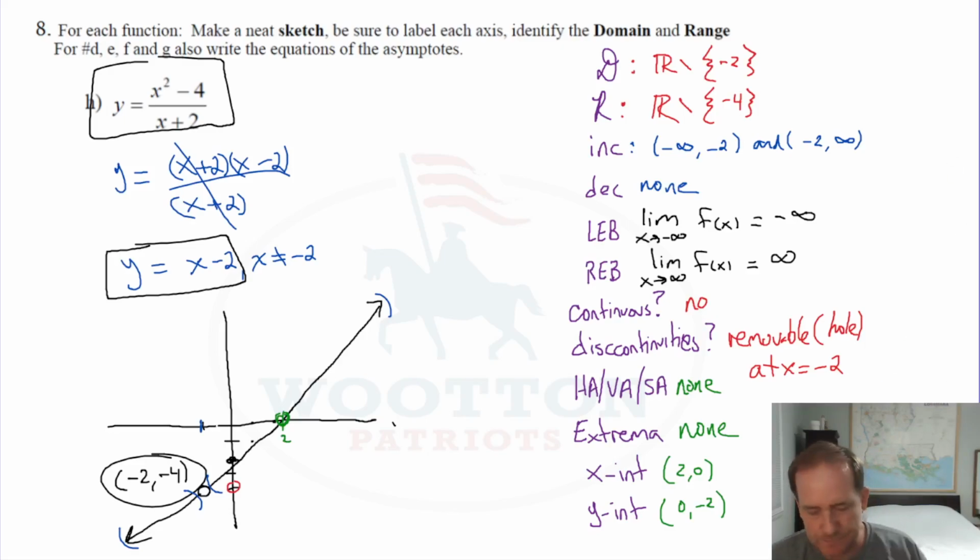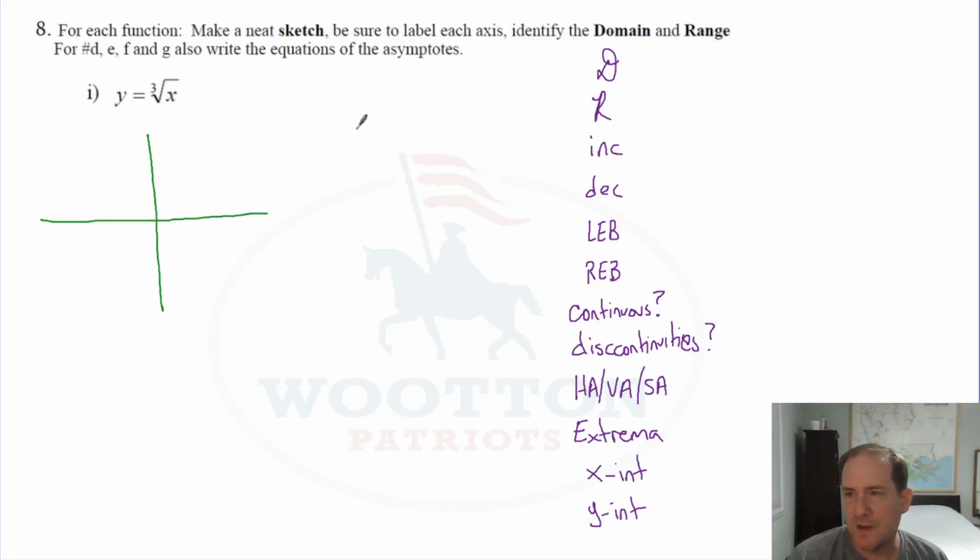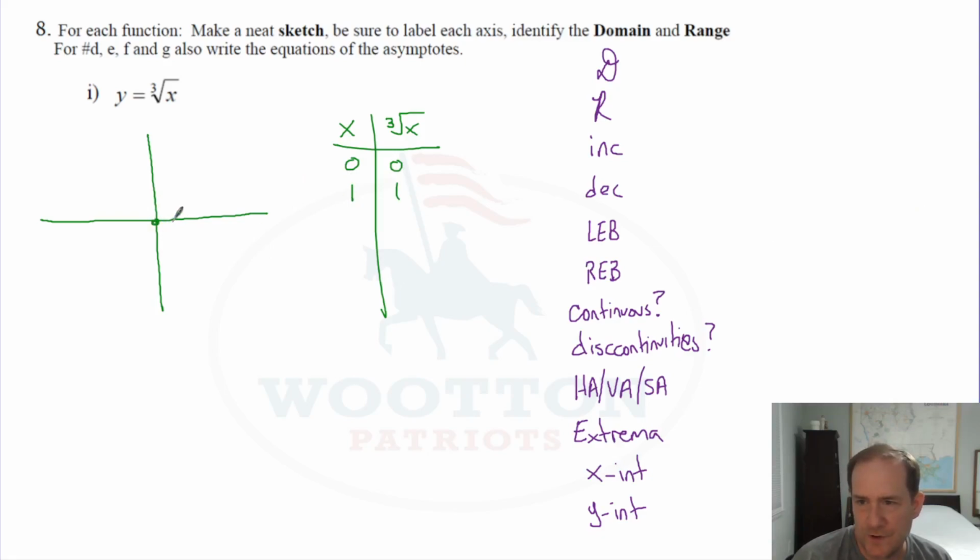I know there's an I. A cube root. Okay, not too bad. So the cube root function is pretty simple. We can literally just plot points for this. So we can go x and cube root of x, and just choose your numbers wisely. 0 has a cube root of 0, which means I can certainly plot a point at the origin. 1 I can take the cube root of, I get 1, so I can plot a point at 1, 1.